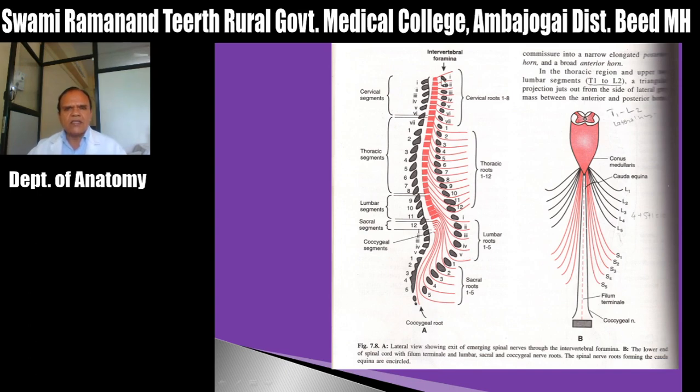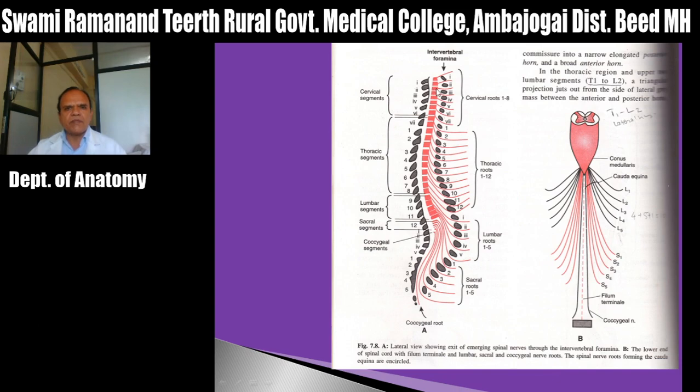Now see the segment of the spinal cord. Now this is one segment, this is another segment, this is third segment. This is called spinal segment. So this is a spinal nerve and this is spinal segment.